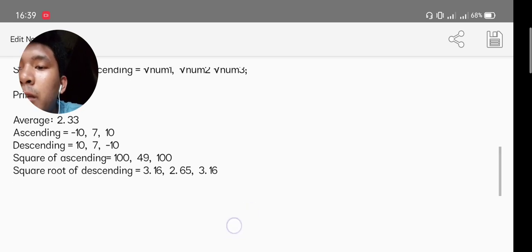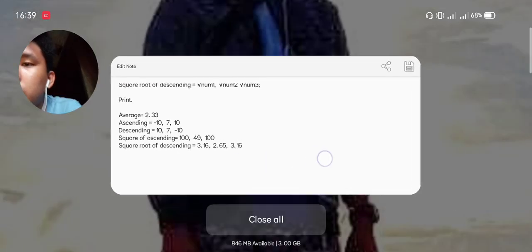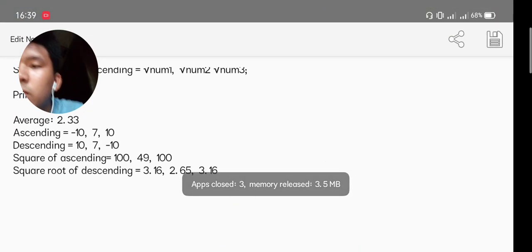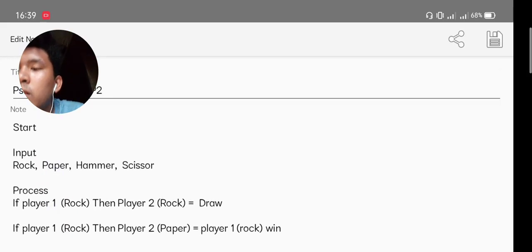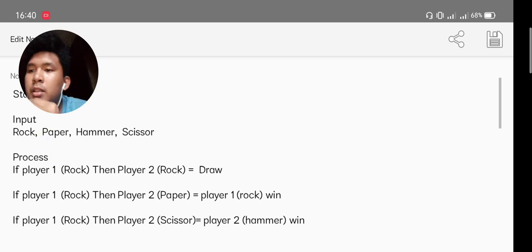Then for now, problem 2. So, start. Input rock, paper, hammer, and scissor. If player 1 is rock and player 2 is rock, it is a draw. If player 1 is rock and player 2 is paper, player 2 paper will win.